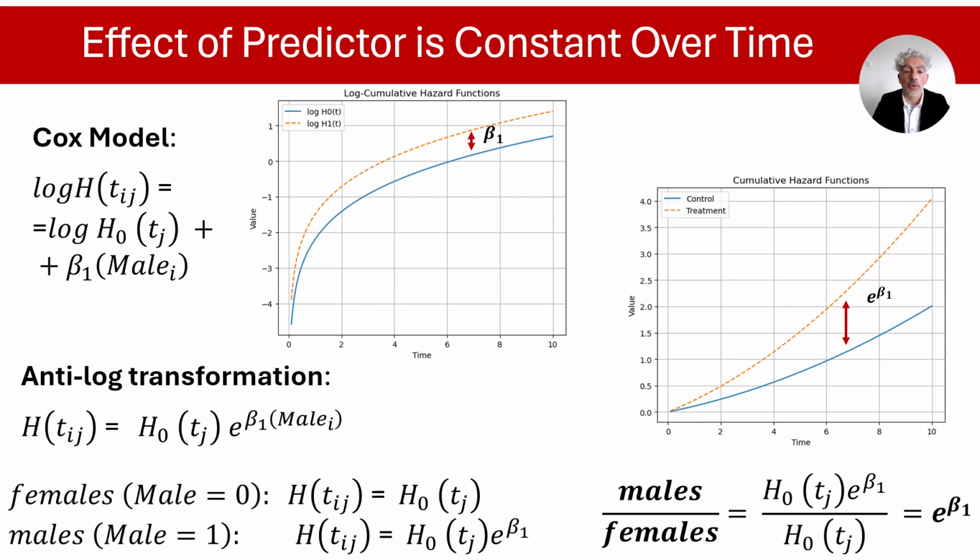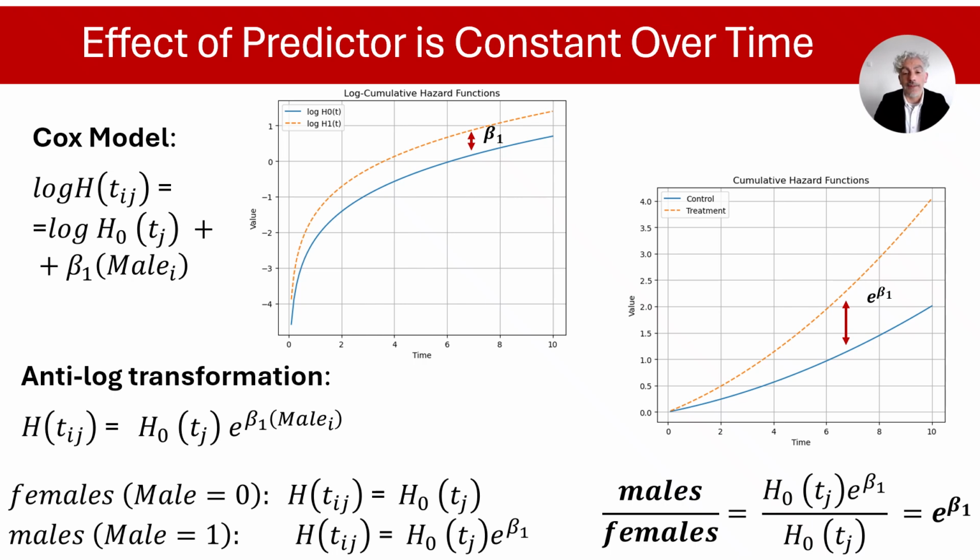But the other reason to say that the predictor's effect is constant over time lies in the fact that when we consider the cumulative hazard function, the relative distance in the functions of different groups will be identical over time, and I demonstrate this here. If we take the ratio between the cumulative hazard function of males and that of females, the two baseline cumulative hazard functions H0 in the division cancel each other. So the relative distance between the cumulative hazard function of males and females will be constant and equal to the exponentiation of the beta parameter.